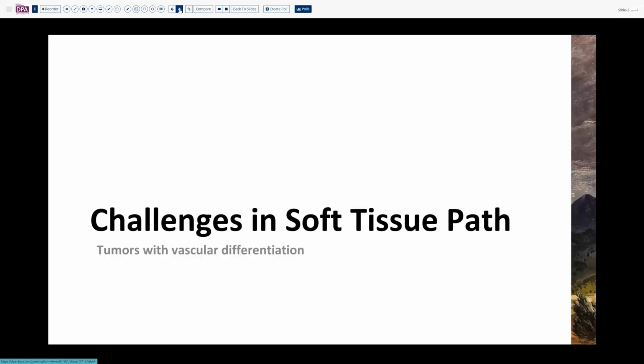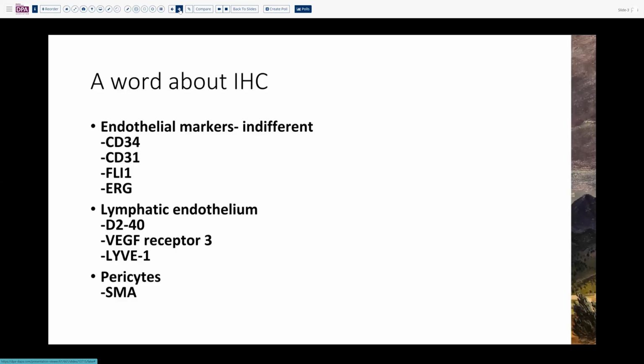So as we talk about tumors with vascular differentiation, we're going to include in that the benign entities that don't have neoplastic capability or genetic capabilities, but may have other things. In addition, it's important to remember a little bit about immunohistochemistry, although by and large, this doesn't play a huge role in any of these neoplasms, but it certainly does in distinguishing these neoplasms from other lesions.